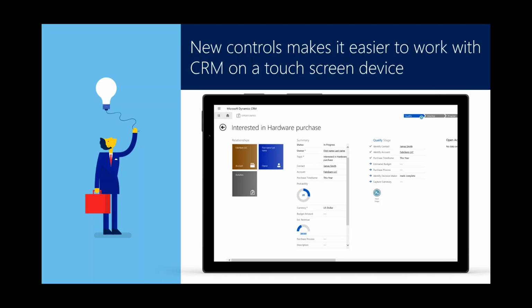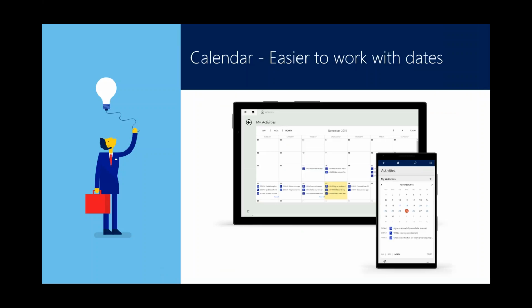Maybe if I'm increasing the estimated revenue of an opportunity, or the probability of an opportunity, in the past I've had to click into a field, use the virtual keyboard to type a number, and then click out. We now have a suite of touch screen enabled controls that will enable data to be entered into the mobile client in a much more seamless way. So there are a range of new controls.